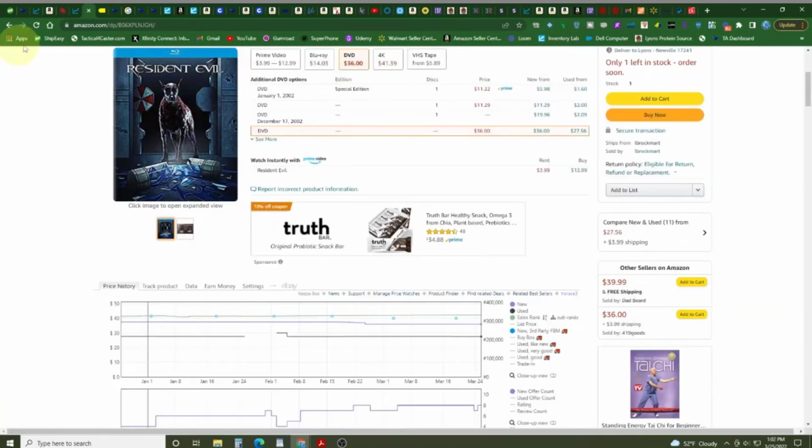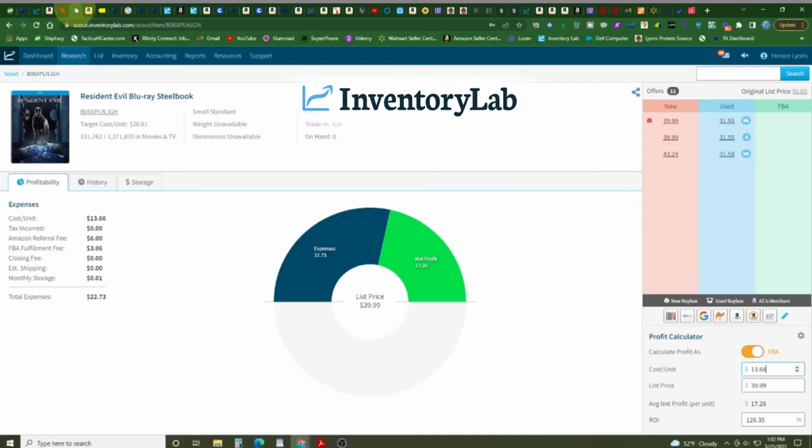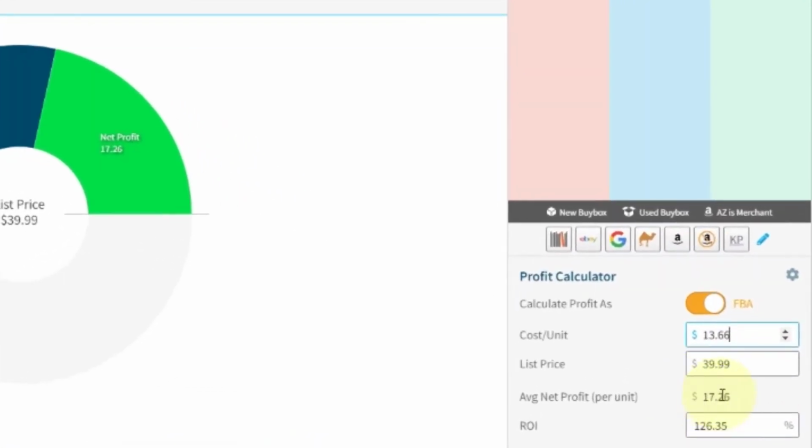The next thing I want to do is, remember I showed you the software I use, Inventory Lab? Well, with that software, you can use what they call Scout. I'll put that ASIN in there and I'll be able to punch in some numbers and look a little bit deeper. With my discounts and including my sales tax, I'm going to spend about $13.66 per unit. I would make roughly, on the gross side, $17.26. That's 126% return on investment.